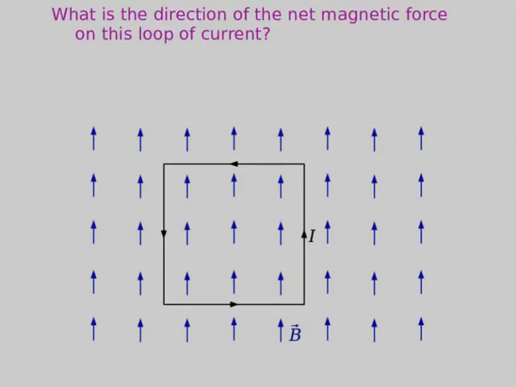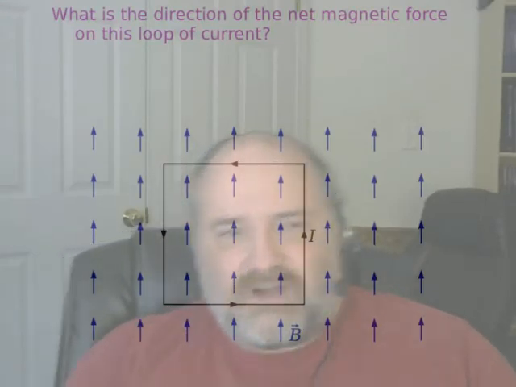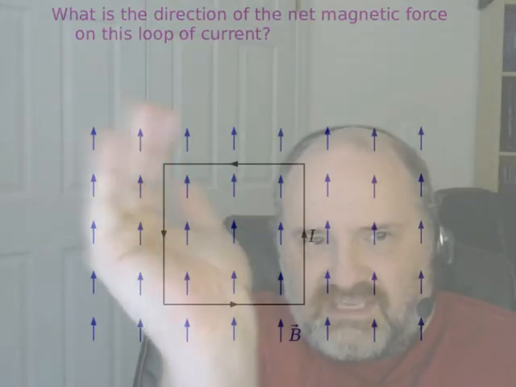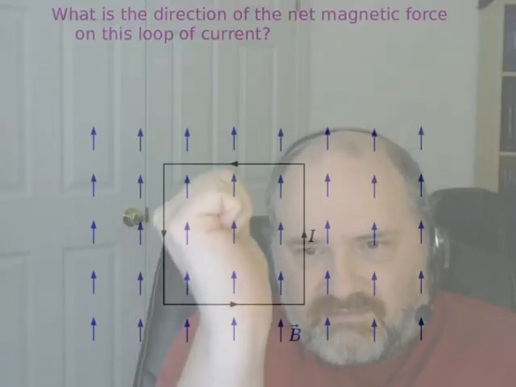So instead, let's look at this. First of all, left and right legs are easy in this case because IL is parallel to B, so the cross product is going to be zero. So there's no force on the left and right legs. So let's do the top and bottom legs. On the top leg, you have IL going to the left, and then B is up. So that's a force that is into the page.